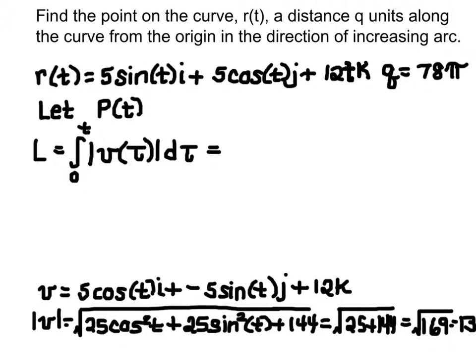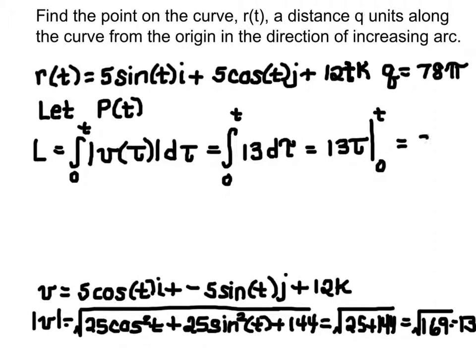So what we have here then is we're going to integrate from 0 to t 13 d tau. And that is going to give us 13 tau from 0 to t, which is 13t. So we want to take this value, 13t, which represents our arc length parameter.